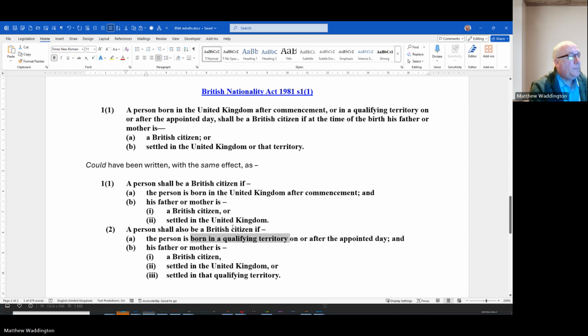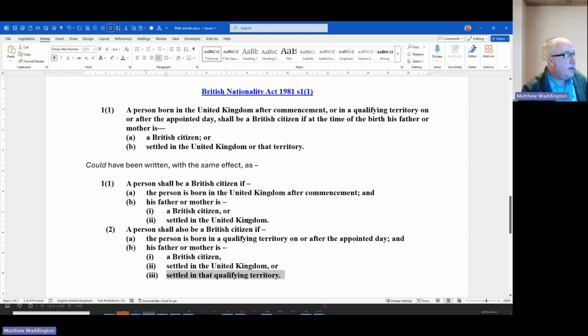And therefore, in the common case, birth in the UK, we're able to say, yep, your parents either got to be a British citizen or they've got to be settled in the UK. That's it, finished. It's only when you're born in a qualifying territory that we have to look at, are your parents British citizens, or are they settled in the UK, or the third possibility, are they settled in the qualifying territory that you were born in?